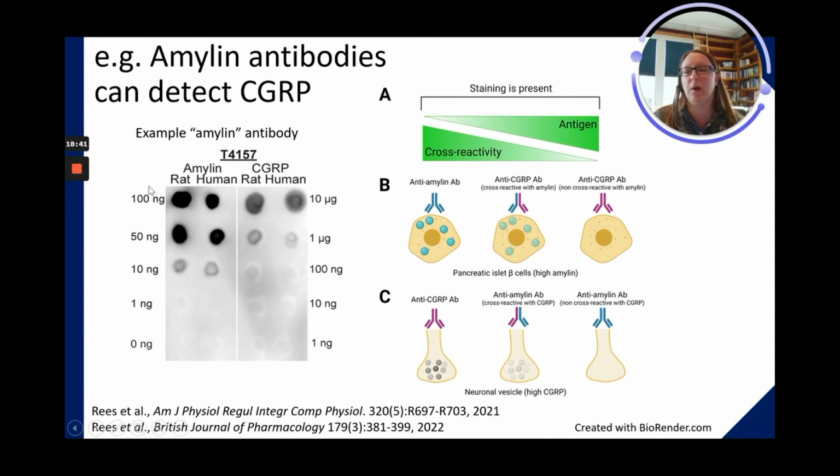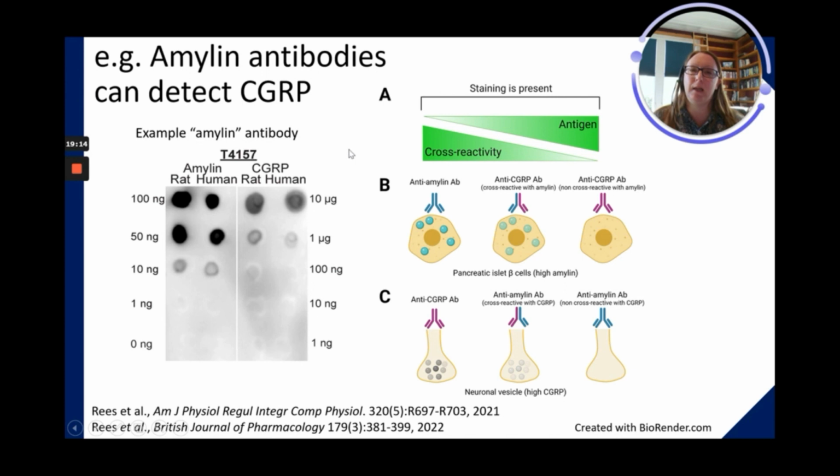So this is a dot plot looking at the ability of a particular amylin antibody to detect amylin, and you see positive detection. But also note that you see detection of CGRP. And this can also occur the other way around, where CGRP antibodies can also detect amylin. If you look at these numbers, you might go, oh, well, 10 micrograms, that's a lot higher than the amount that it's detecting amylin. And that's true. Its relative ability to detect amylin is much greater than CGRP.